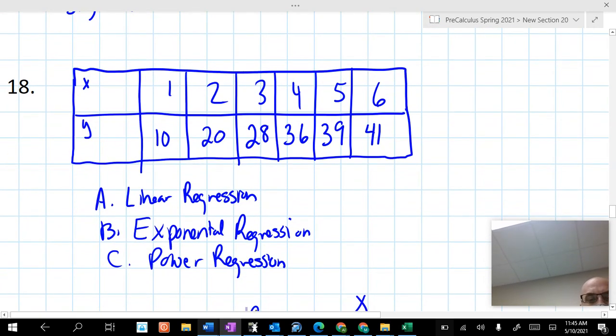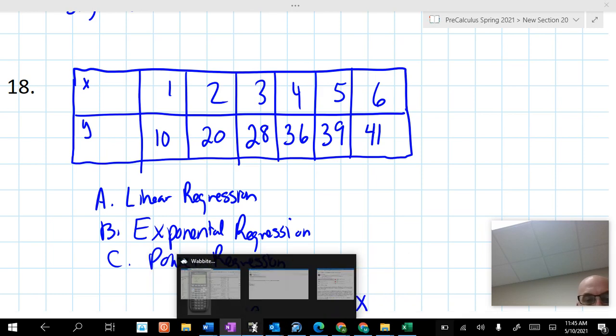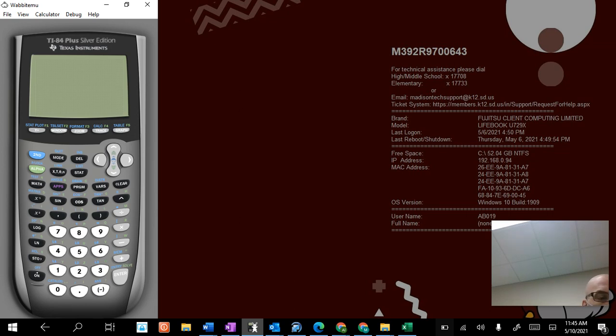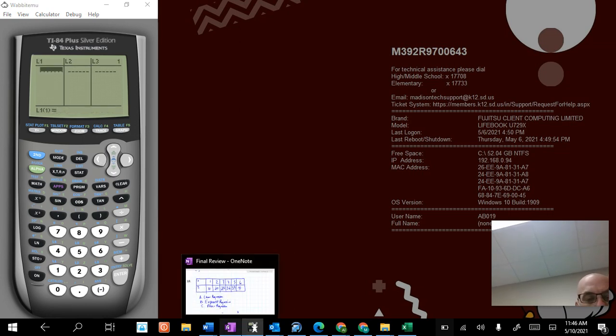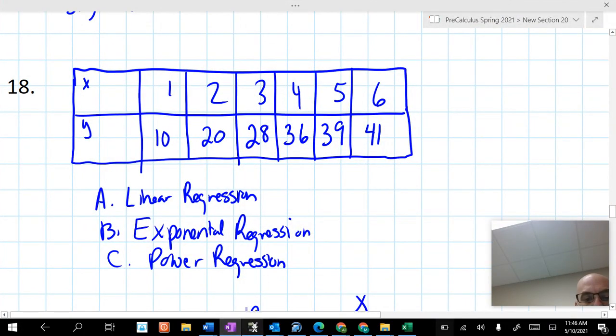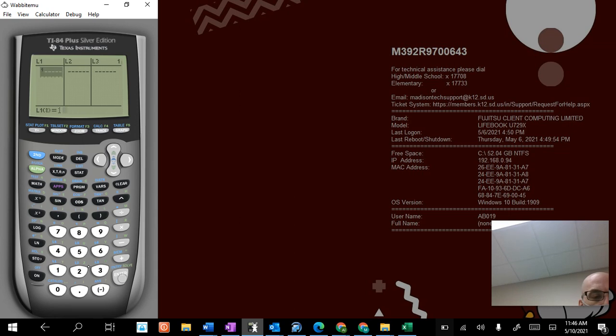Okay, is this a linear regression, exponential regression, or power regression? Remember putting them into our calculator? We turn it on, and we go stat, edit, and then we have our list. So we go up, clear, down, over, up, clear, down. And then I gotta look and see what my numbers are. 1, 2, 3, 4, 5, 6. 10, 20, 28.